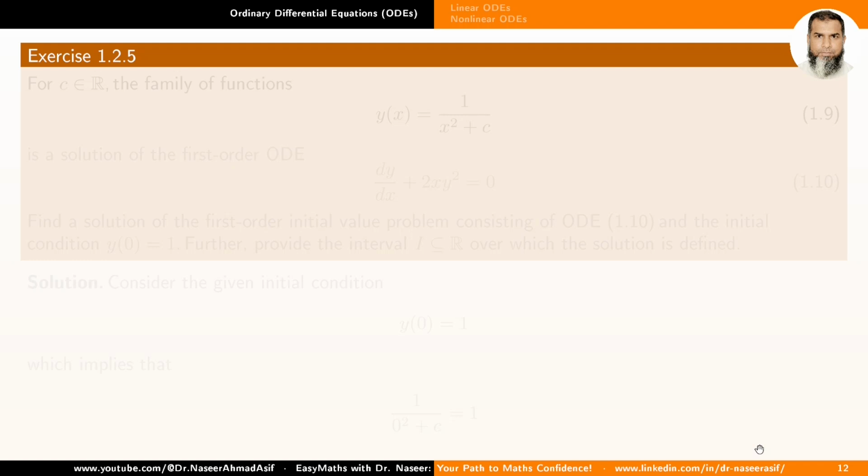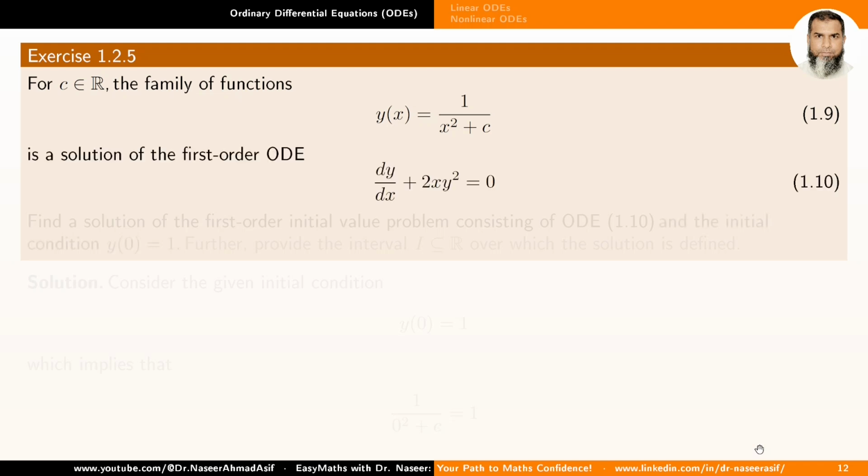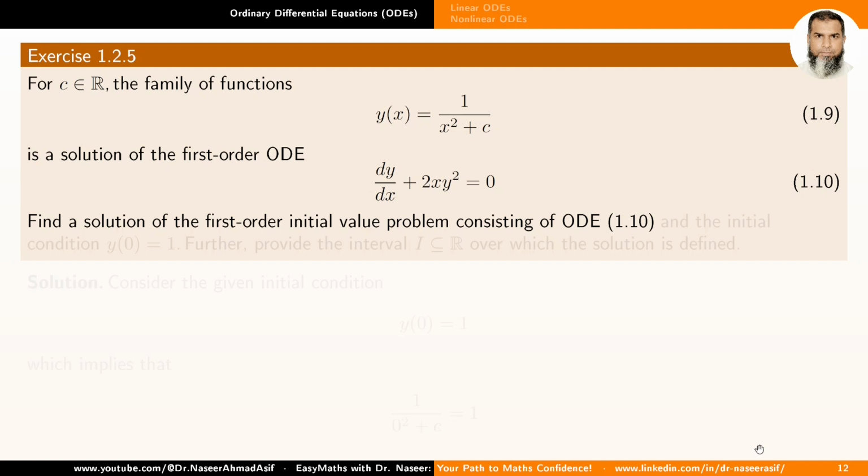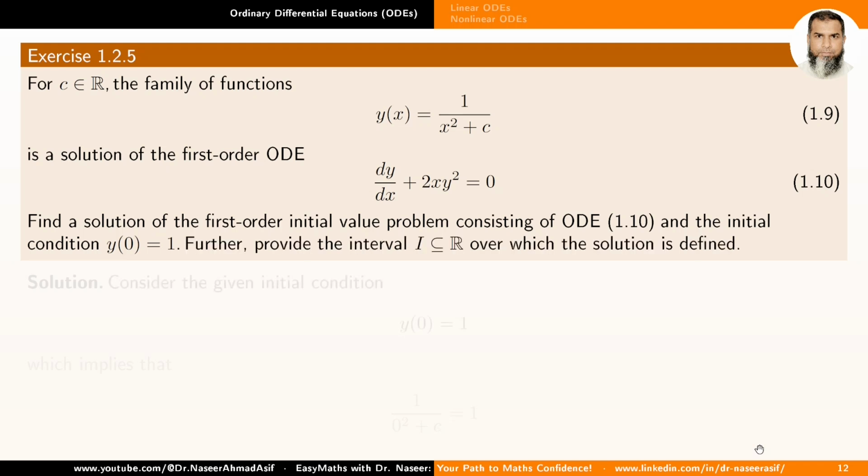Let's see another exercise. For c belonging to R, the family of functions y of x is equal to 1 over x square plus c is a solution of the first order ODE dy by dx plus 2xy square is equal to 0. Find a solution of the first order initial value problem consisting of ODE 1.10 and the initial condition y of 0 is equal to 1. Further provide the interval I subset of R over which the solution is defined.